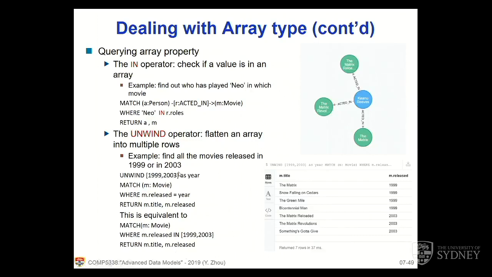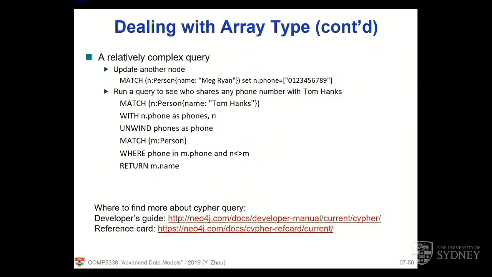So unwind is more useful if you're dealing with two arrays, where you probably need to unwind one and then match the element of one array in the other array. That's where it's more useful. So let's see this relatively more complex query where unwind is actually needed, and using in by itself is not enough. That's a query that actually involves two arrays.